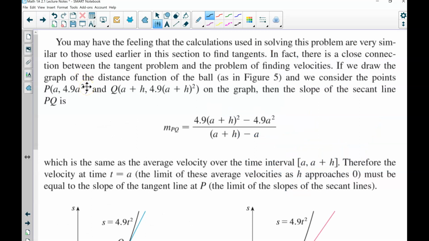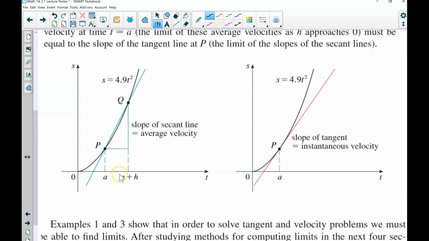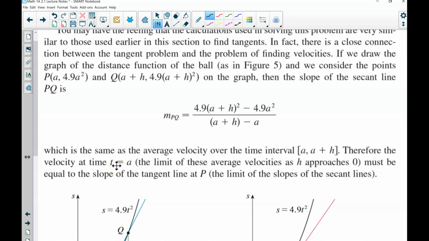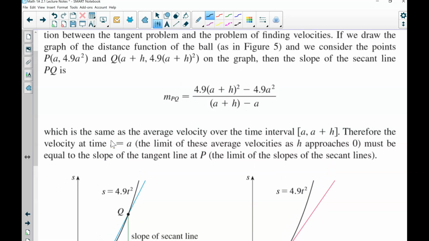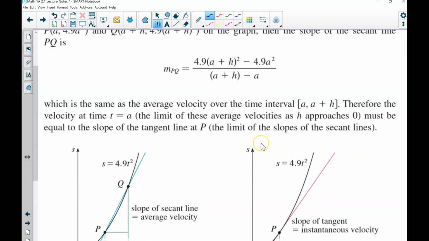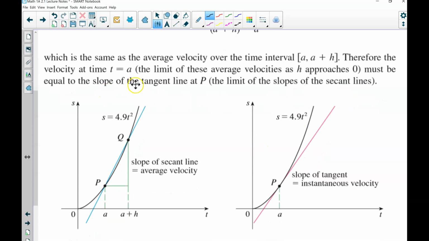Lastly, you may have the feeling that the calculations used in solving this problem are very similar to those used earlier in this section to find tangents. In fact, there is a close connection between the tangent problem and the problem of finding velocities. If we draw the graph of the distance function of the ball, as you can see in figure 5, and consider the points P at a, 4.9a squared, and Q at a plus h, 4.9 times a plus h squared, we get the slope of the secant line. Again, you're using that rate of change formula. This is the same as the average velocity over the time interval a to a plus h. Therefore, the velocity at time t equals a, the limit of these average velocities as h approaches 0, must be equal to the slope of the tangent line at P. So it is the limit of the slopes of the secant lines.